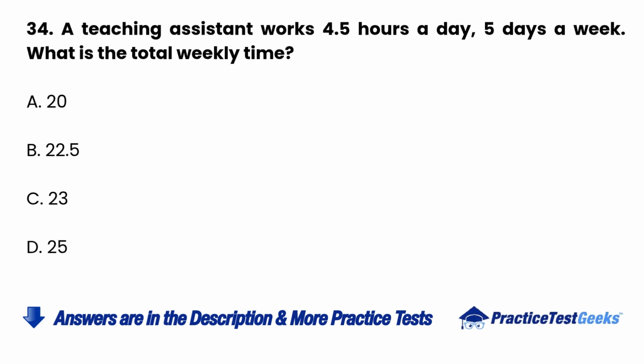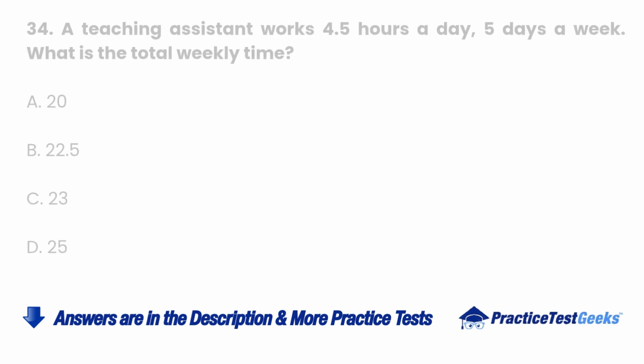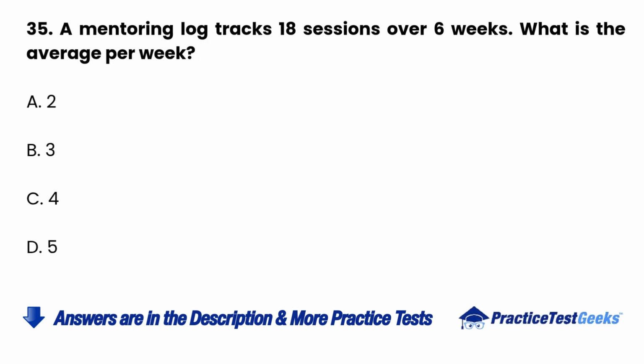A. 20. B. 22.5. C. 23. D. 25. 35. A mentoring log tracks 18 sessions over 6 weeks. What is the average per week? A. 2. B. 3. C. 4. D. 5.